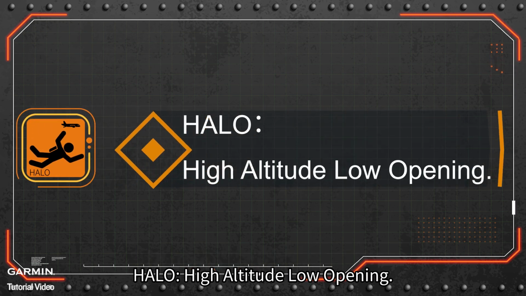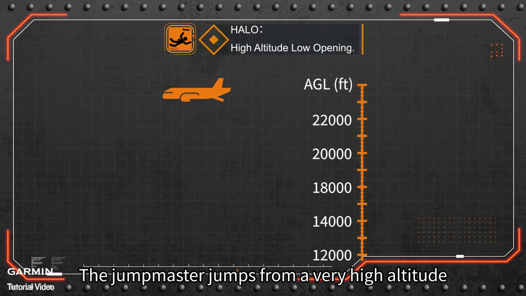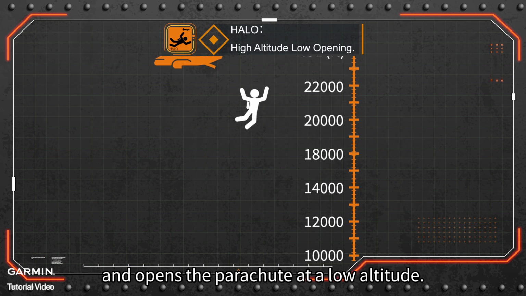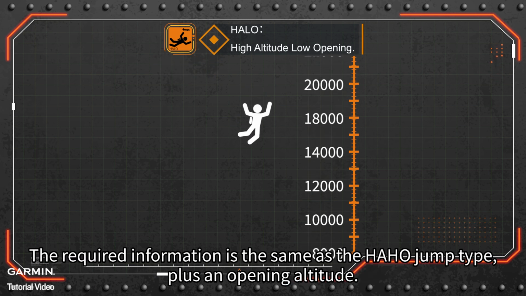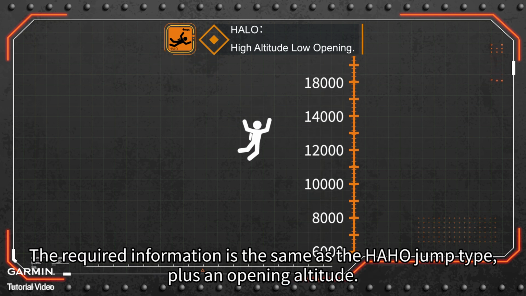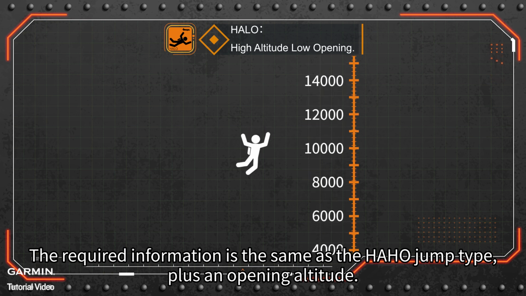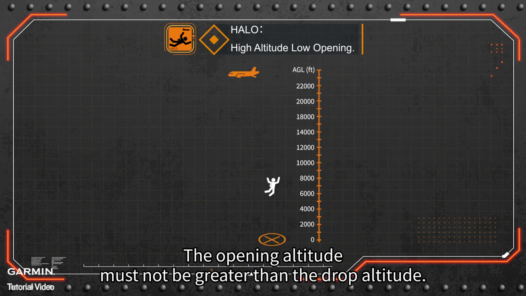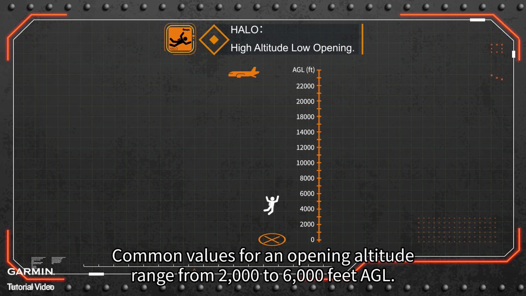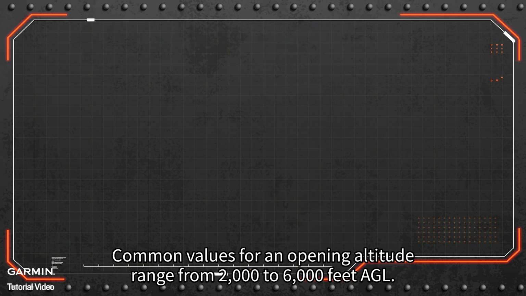HALO, high altitude low opening. The Jumpmaster jumps from a very high altitude and opens the parachute at a low altitude. The required information is the same as the HAHO jump type, plus an opening altitude. The opening altitude must not be greater than the drop altitude. Common values for an opening altitude range from 2,000 to 6,000 feet AGL.